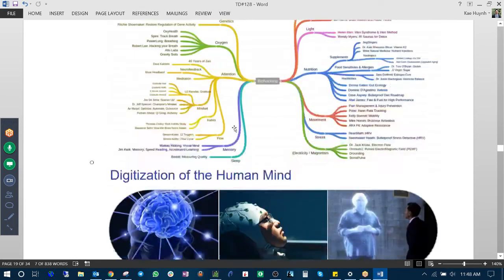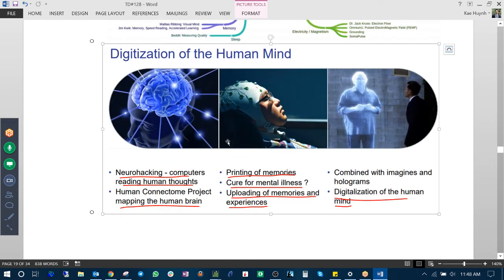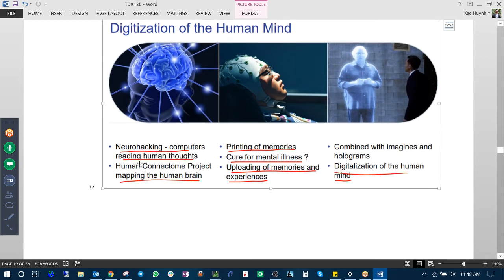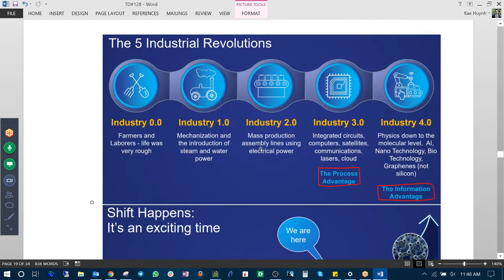Biohacking is big. I'm going to skip this real quick because I have the Ray Dalio part as well. Digitization of the human mind, right? Neurohacking, computers reading human thoughts, human connectome project, mapping the human brain, printing of memories, cure for mental illness, uploading of memories and experiences, digitization of the human mind. Right? So again, I know, crazy stuff, but it's like new forms of consumption if you think about it. But again, Industry 3.0, the process advantage. Industry 4.0, the information advantage. Physics down to molecular level.